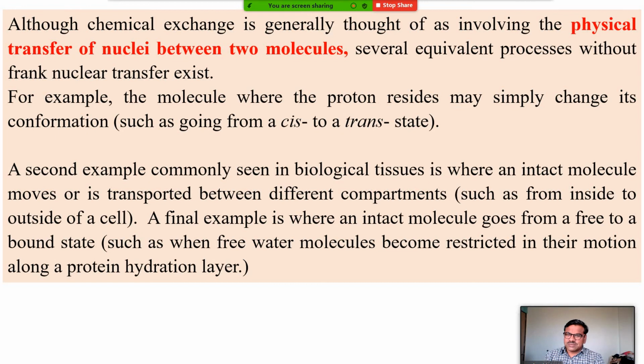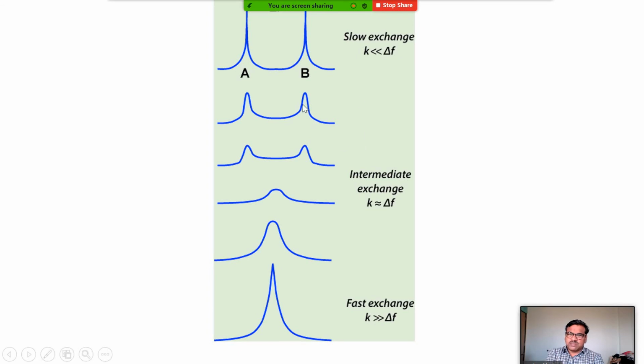Second example, commonly seen in biological tissue, is where an intact molecule moves or is transported between different compartments, such as from inside to outside of the cell. A final example is where an intact molecule goes from a free to a bound state, such as when free water molecules become restricted in their motion along a proton hydrogen layer. So this is the biological example that I am going to explain to you. Bound state water molecules and free state water molecules, one exists on the outer side and another on the inner side of the cell wall. So this is the explanation of exchange of water molecules, exchange of protons.